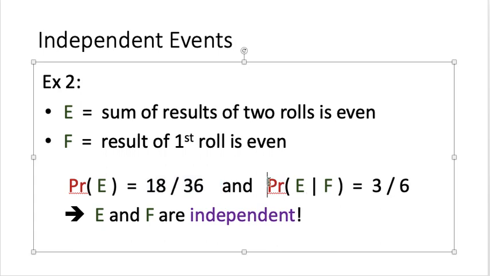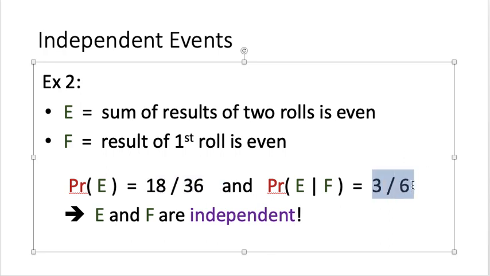Now, how about the other case? The chance that E occurs given that F occurs. So I tell you that the result of the first roll is already an even number. So in order to have the total sum be even, the second roll must be even. So what is the chance that the second roll has an even number? This is equal to 3 over 6, because there are 3 even numbers on the die out of 6 numbers. Now 18 over 36 is 1 over 2.